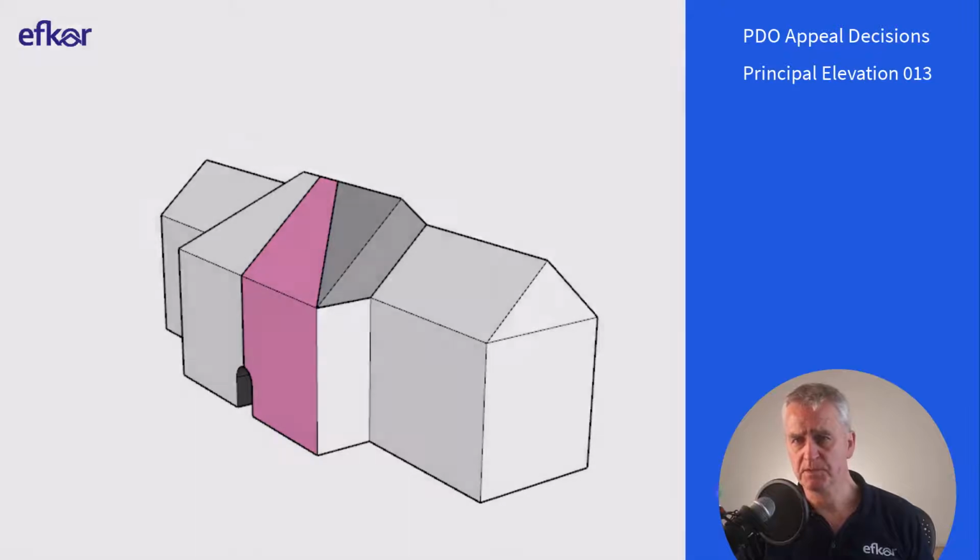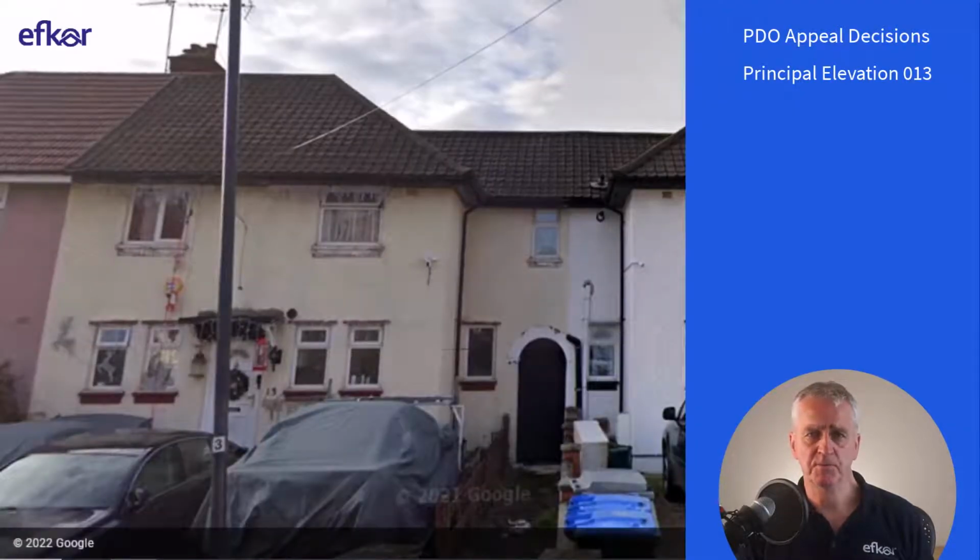The appeal was dismissed. This is the mid-terrace property. The appellant wanted to extend the hip roof to a gable. As it would be in front of the plane of this slope, it can't be built under permitted development.